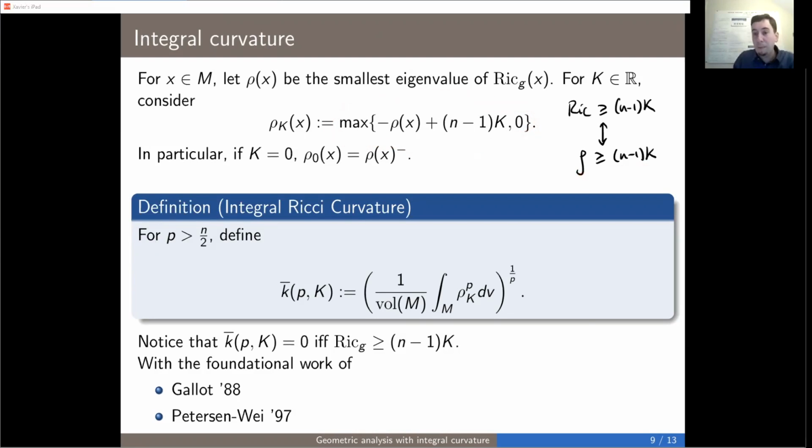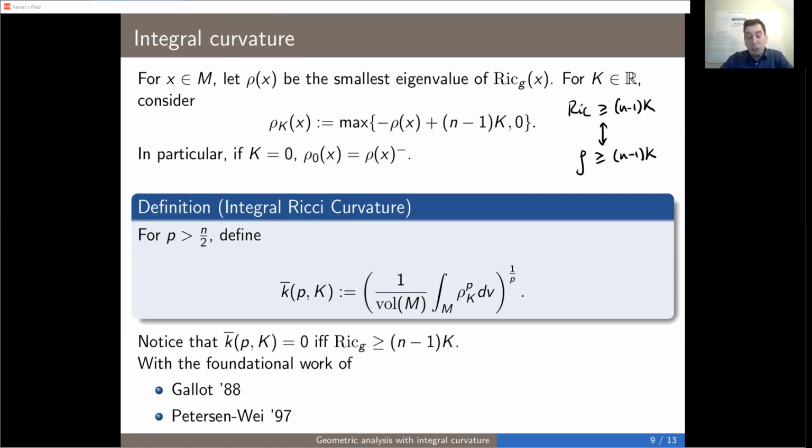Okay, so in particular, if the inequality is satisfied, then this quantity is negative, and so the maximum of the two is going to be 0, right? So this function is going to be 0 if this is satisfied, and otherwise, if it's not satisfied, this quantity is going to be the difference between these two numbers. Okay. So in particular, if k is equal to 0, then this is just the negative part of rho, in the sense of analysis, right? The negative part of a function.